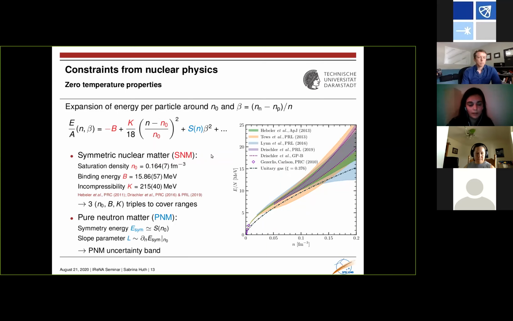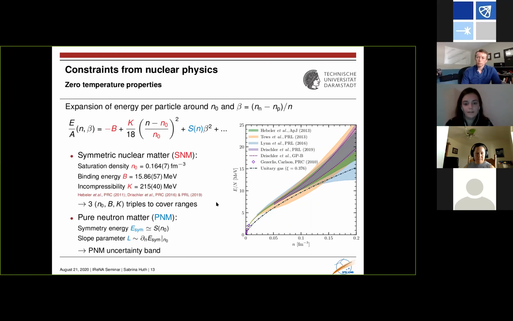So for symmetric nuclear matter, we have these three parameters: saturation density, binding energy, and incompressibility. These two here are the empirical saturation point. And this value here comes from chiral EFT, also with an uncertainty. We use the values and the associated uncertainties to generate three triples of these three parameters that then cover the whole range of the uncertainty. Then for pure neutron matter, we have the two nuclear matter properties, symmetry energy and slope parameter.